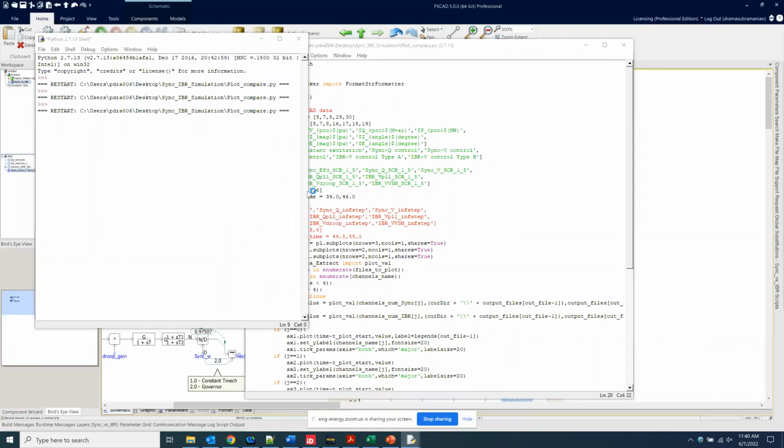And if we now compare the response of a machine and two types of grid forming control, wherein essentially both types of grid forming control are structured in vastly different ways.